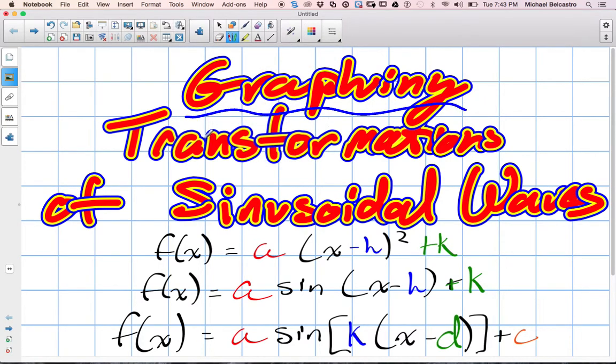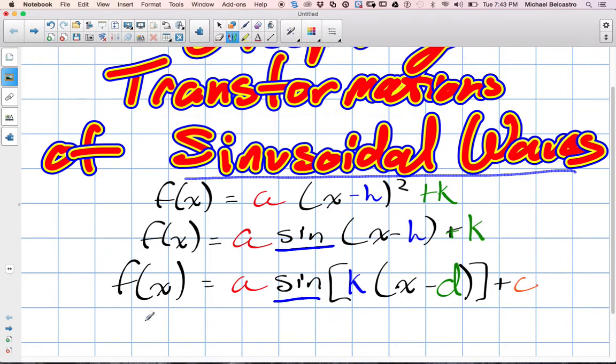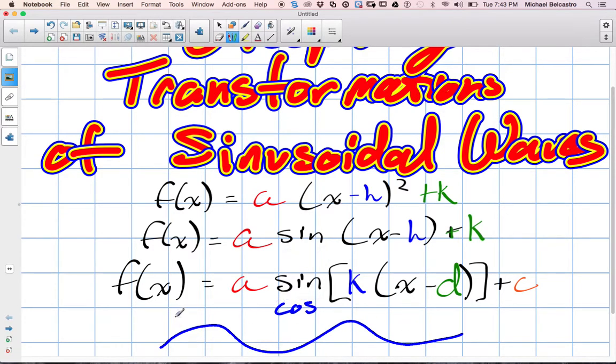Let's go over graphing transformations of sinusoidal waves. Sinusoidal waves are all the possible answers of trig functions, usually either sine or sometimes cosine. They're both essentially waves, and we'll talk about what they look like, but that's the general idea, cosine being just a little off of the sine, so they're very, very similar to each other.